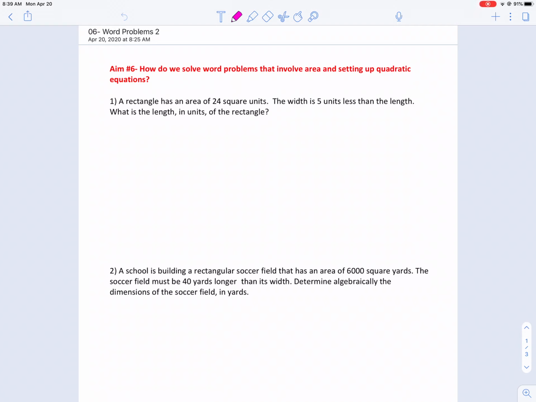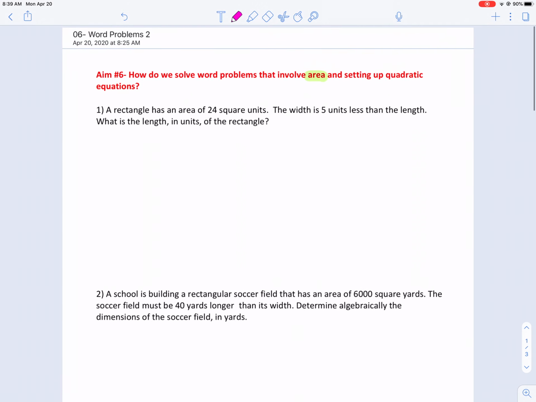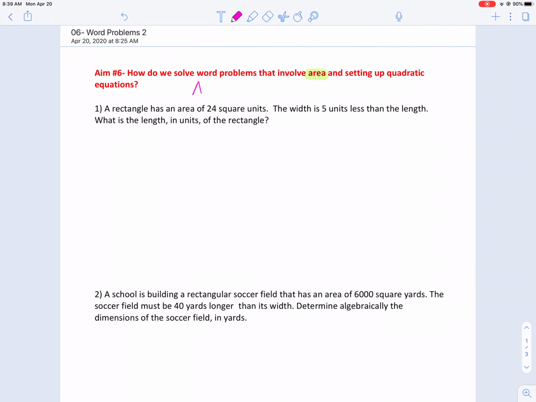Good morning, everybody. We're going to continue our word problems, and today we're going to talk about word problems that include area. Okay, we're going to talk about area problems, area, and setting up these quadratic equations. So let's just talk about area in general. Do you know how you find area?